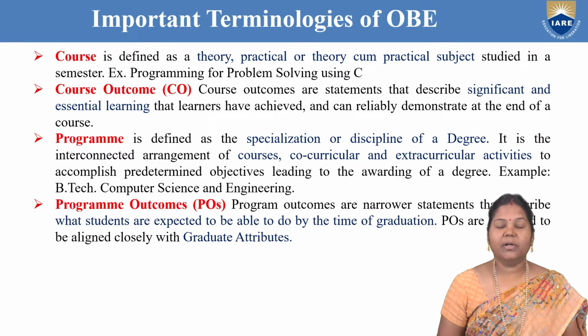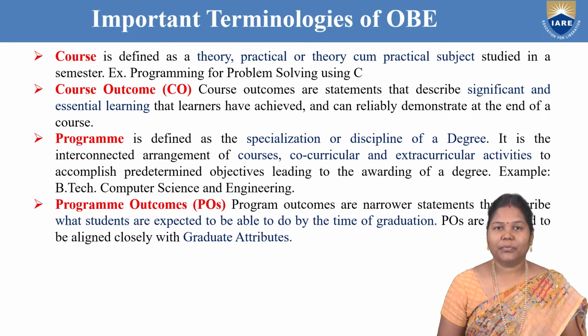Next, what do you mean by course outcome? Course outcomes are the statements that describe significant and essential learning that the learners have achieved and can reliably demonstrate at the end of the course. That means what the students have learned and achieved in this course, those are the statements that you have to write. And these course outcomes are nothing but well-defined statements written using Bloom's taxonomy verbs.